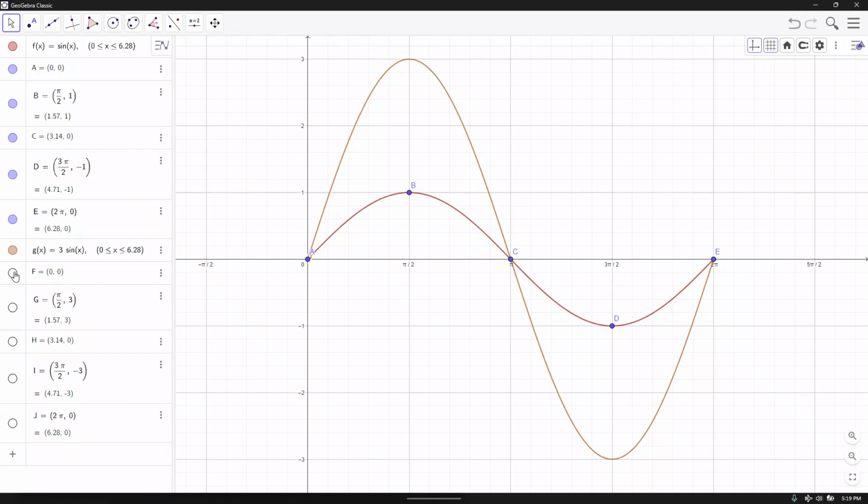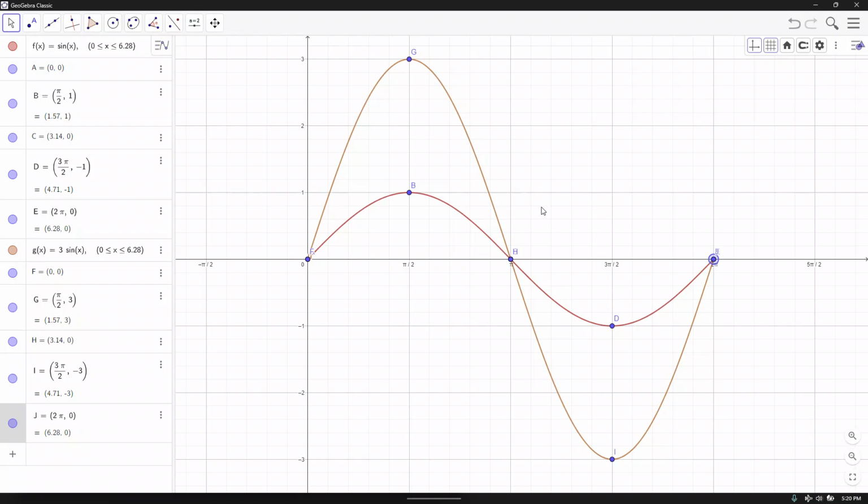Alongside, I'm going to input the key points. Well, the point 0, 0 remains the same, so you will see an overlap right here. The second point, pi over 2, comma 3, that's the maximum point. We got all these points by hand. Pi 0, it's the same. 3 pi over 2, negative 3, which is point I. And lastly, J, 2 pi 0, which is exactly the same as the point E, 2 pi 0.